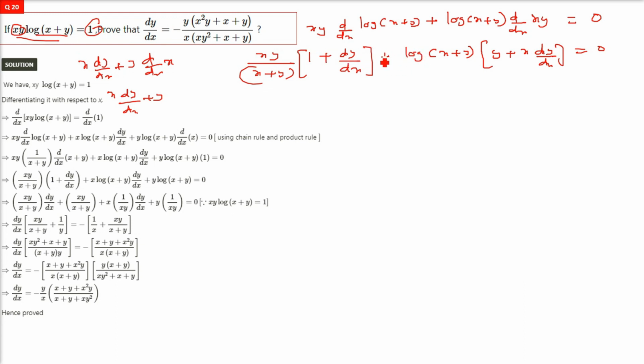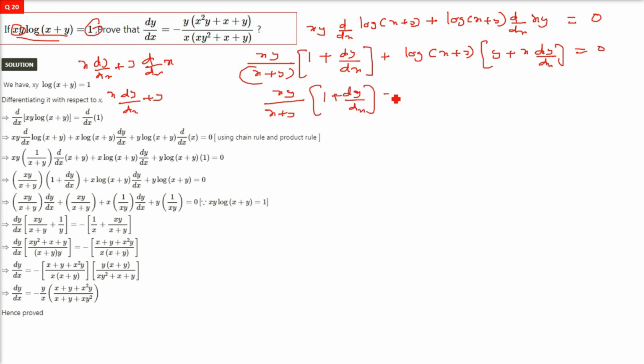So what we can do here is first see, there are various ways. The solution which I presented you has a different approach. I will do something different. You may do something different. We need xy into log x plus y. So what I am doing here is xy, x plus y, 1 plus dy by dx.